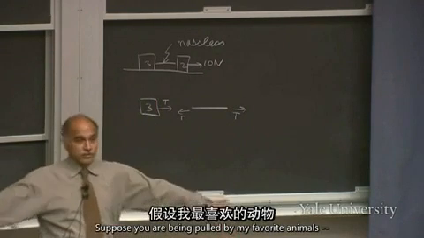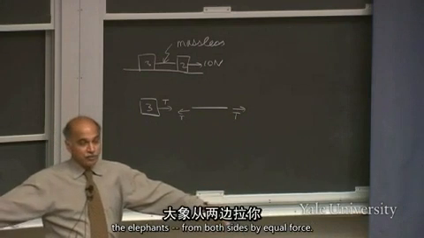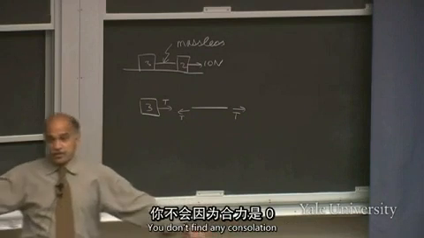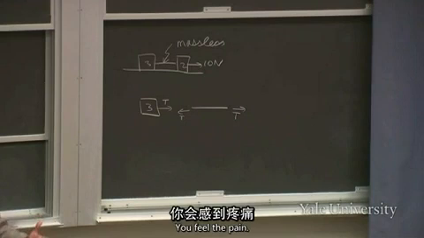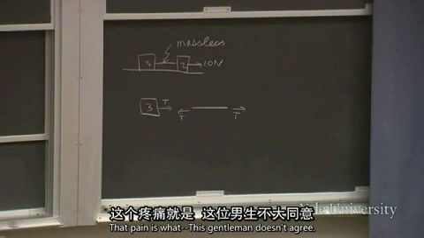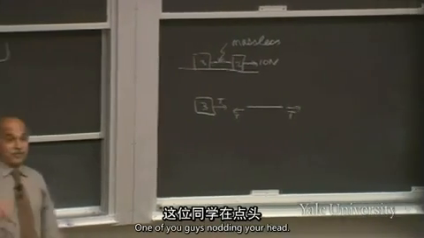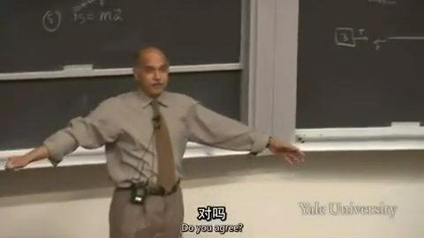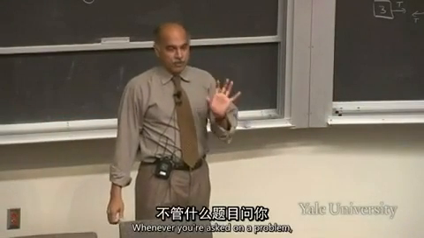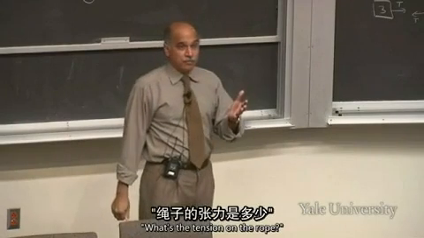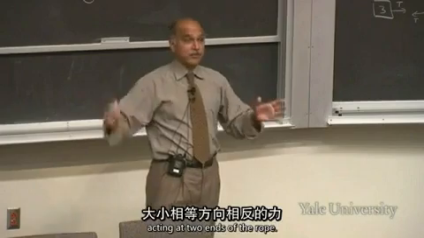Suppose you're being pulled by my favorite animals, the elephants, from both sides by equal force. You don't find any consolation in the fact that these forces add up to 0, right? You feel the pain. That pain is what this gentleman doesn't agree with. One of you guys is nodding your head. You feel the pain, you agree? Okay. That force is called the tension. So whenever you're asked in a problem, what's the tension on the rope? You're looking for those equal and opposite forces acting at two ends of the rope.